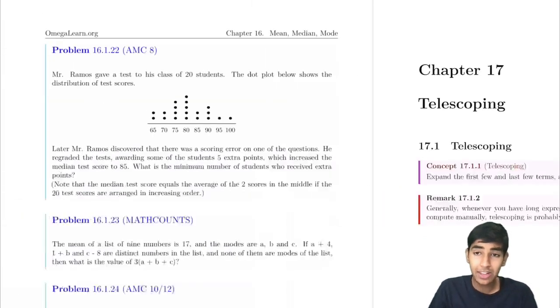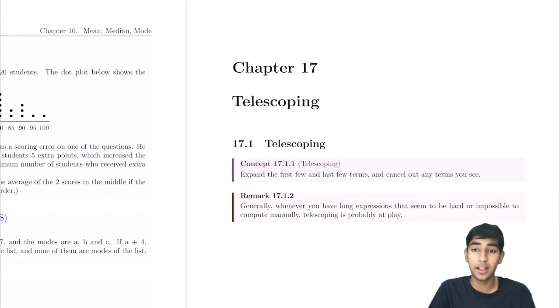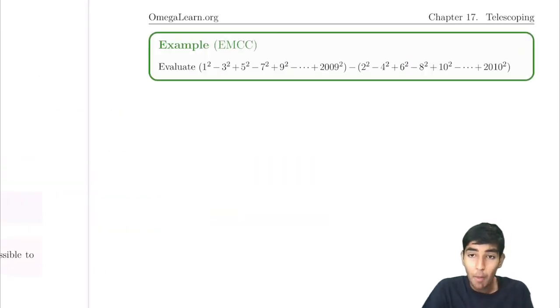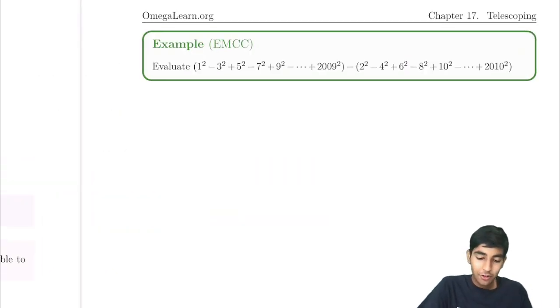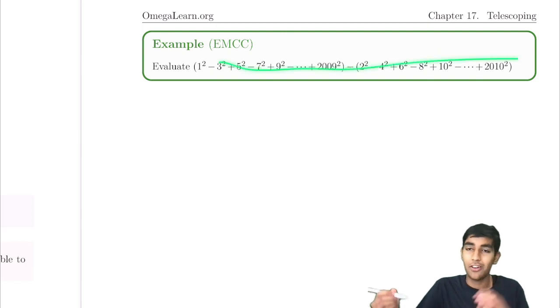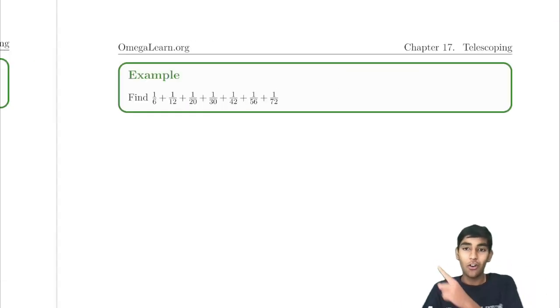So telescoping is, in my opinion, the coolest topic. I mean, you can convert super complicated expressions like this and just cancel everything out, literally like that. We'll explore telescoping in the next video, right over there.